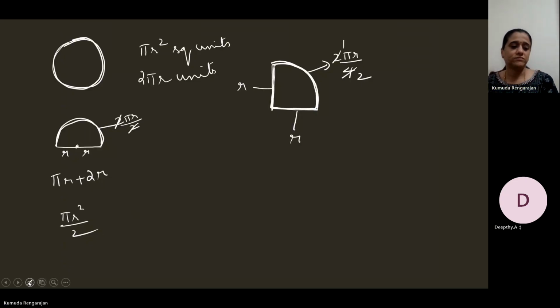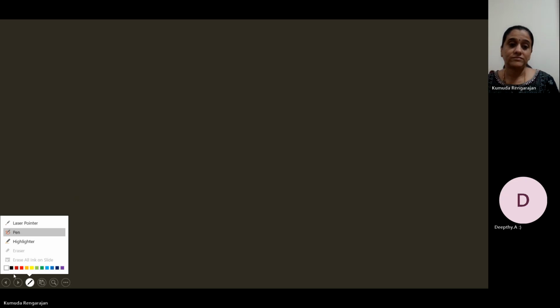Okay. Radius? Yeah, radius. Yeah, 2r. Yes. R plus r is 2r. 2r plus pi r by 2. Correct. Okay.